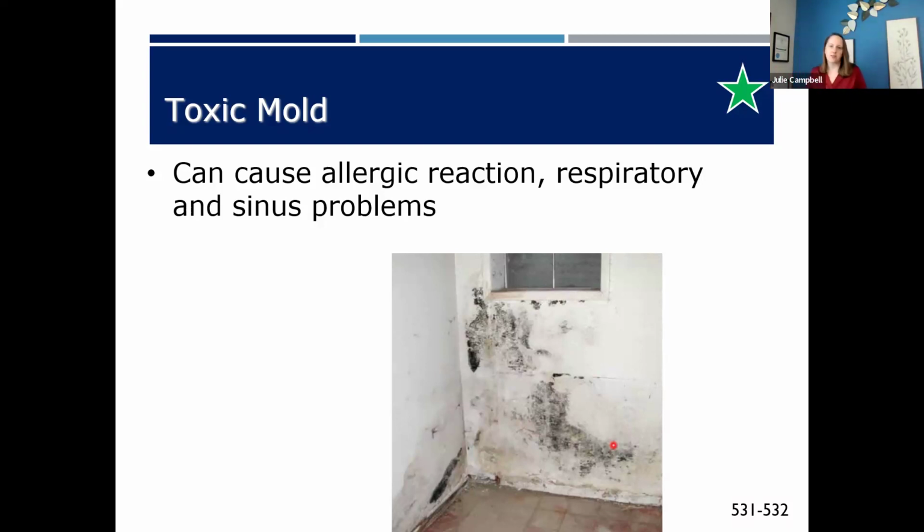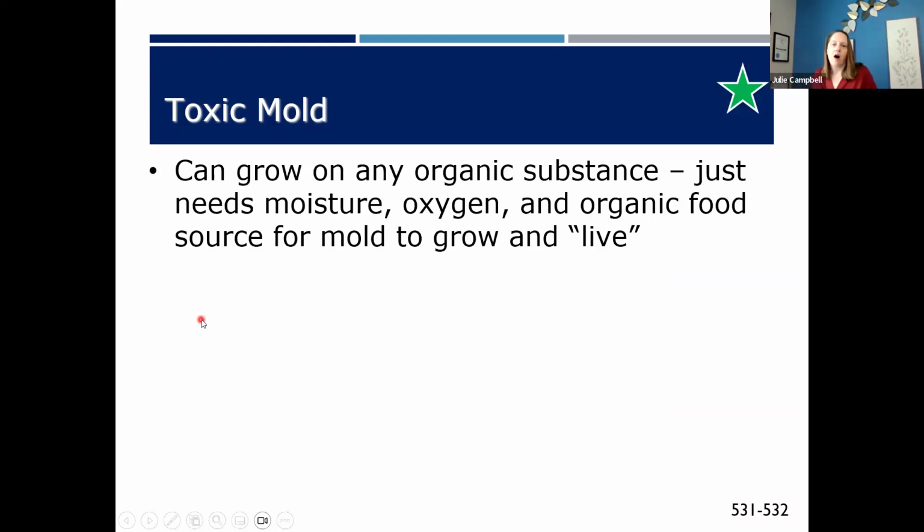Specifically, toxic mold is the concern. And mold doesn't need much to grow. All it needs is a little bit of moisture and a little bit of oxygen, and it can grow, and it can grow quickly and rapidly. So mold can be found anywhere. Moisture and oxygen, that's all we need.